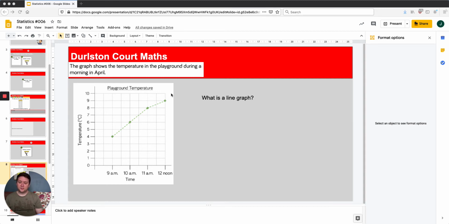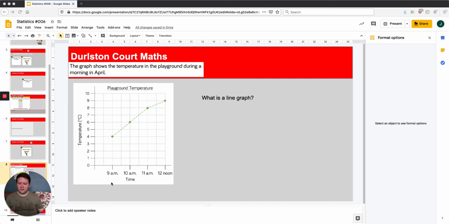So we can see the time starts at 9 AM. That was when the first data capture was taken. It then goes to 10 AM, 11 AM and 12 PM. So we can see that some data was captured on the hour every hour. So we can see from that graph that the line is going up. So the later it gets in the morning, the higher the temperature gets.